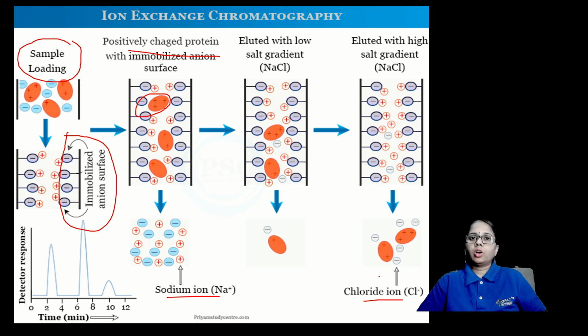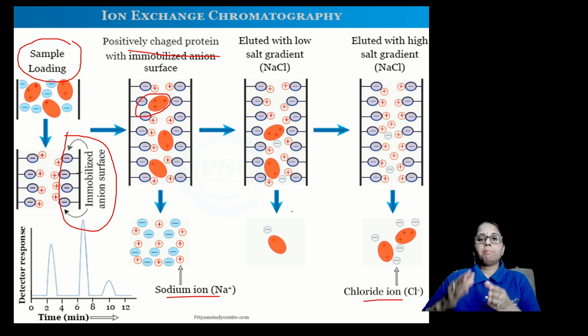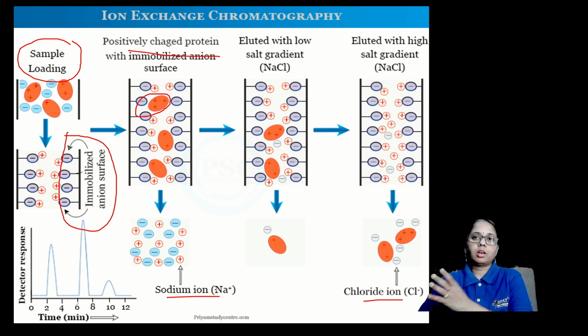Okay, and all these eluted with the low salt gradient and eluted with the high salt gradient. Different strengths of the buffers we are going to use. Based on the strength of the buffer, the elution order is going to take place. First of all, sodium sometimes, then chloride ions are going to be eluted out. Then we are going to see the detector response like this, time versus detector response. You are going to be able to separate all the ions according to the retention time.